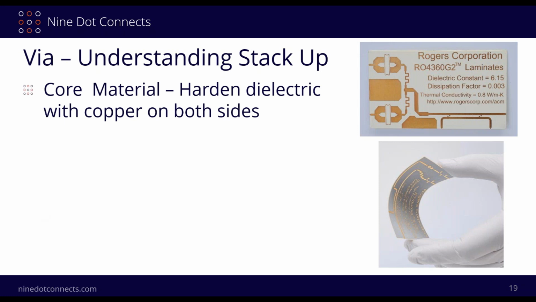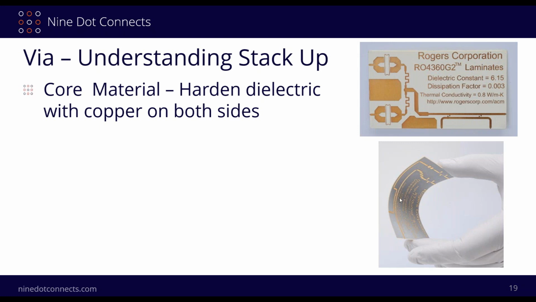The first material is called core material. A core material is nothing more than a hardened dielectric. When I say hardened, it can still be flexible, but it's a hardened dielectric with copper on both sides. So it's not going to get mushy under heat. It's already been pre-hardened, okay? There's copper on both sides of it, and then they will etch off the copper on each of the sides based on the image you give them. For example, this little sample from Rogers Corporation is exactly what they did here.